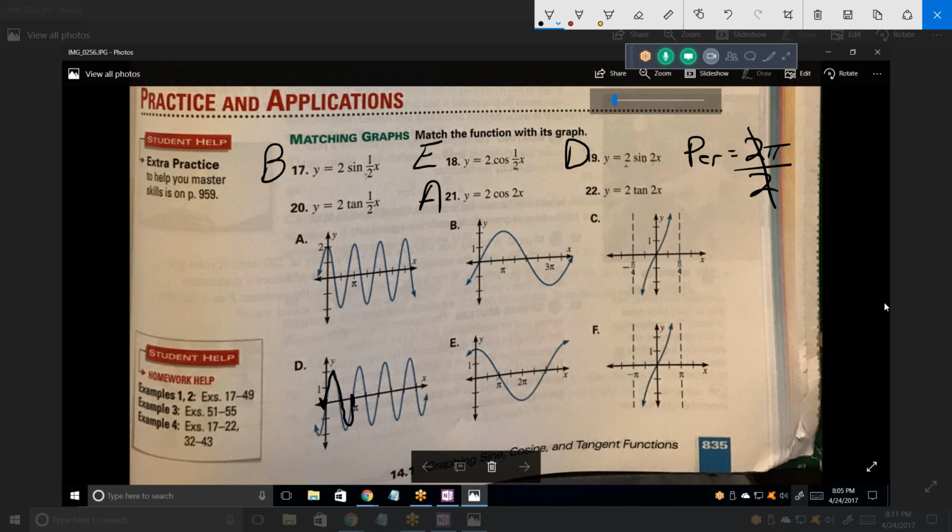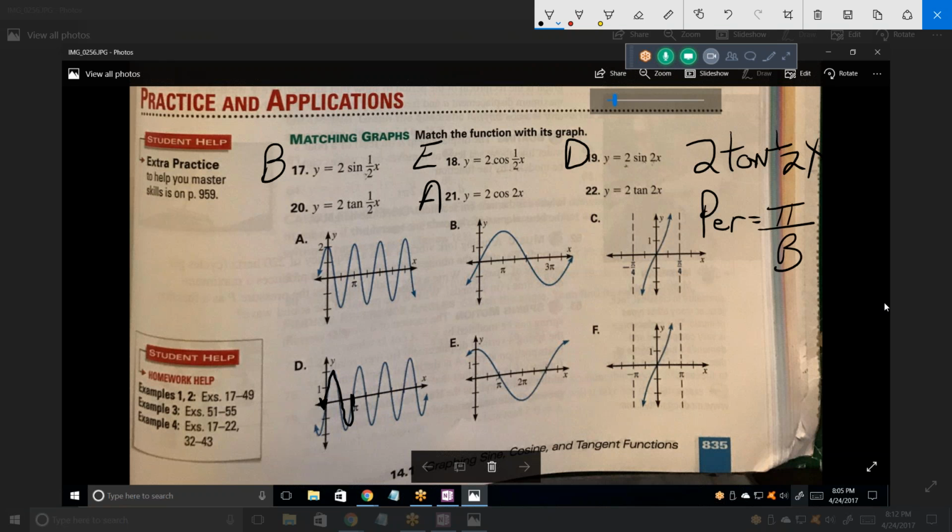Now, the only one left is the tangent. We can do that real quick. All we have to do is solve one of them, and we'll know what the other one is. So we've got a tan of 1/2. Let's take this one first. For tangents, the period is not 2 pi over B, it's pi over B.